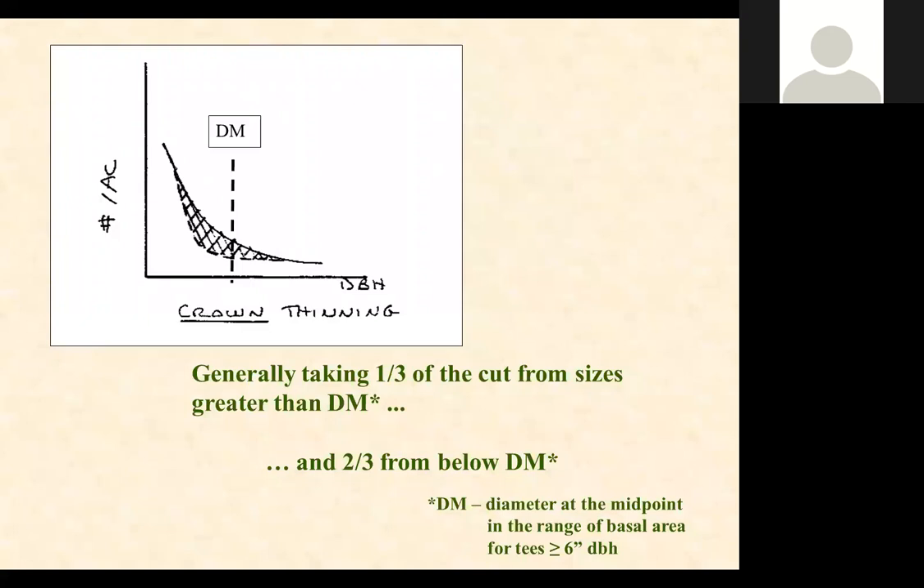If we go back to the publications of Marquis and Stout for Allegheny hardwoods, they define what they call a commercial thinning as taking 1/3 of the cut from above the DM and 2/3 below. They define DM as the midpoint in the distribution of basal area. That's really what a crown thinning does. Most of the cut is coming below that middle point for basal area distribution and a little bit above. You have to include within the main crown canopy in order to get the effect that you want. But you don't cut all the small trees. They're not affecting the growth of trees in upper canopy positions except in very droughty sites.